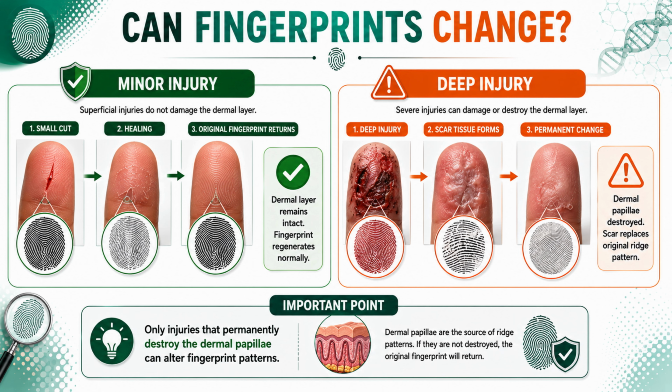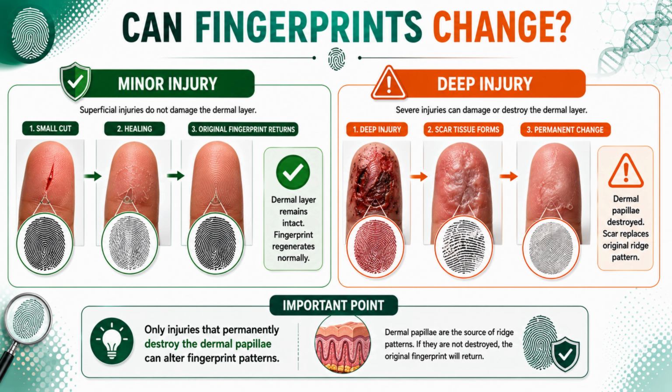Now let us consider another practical situation. Suppose you accidentally cut your finger while chopping vegetables. Will your fingerprint disappear forever? The answer is no, provided the injury affects only the superficial layers of the skin. Minor cuts, abrasions, scratches, burns, or peeling skin usually damage only the epidermis.